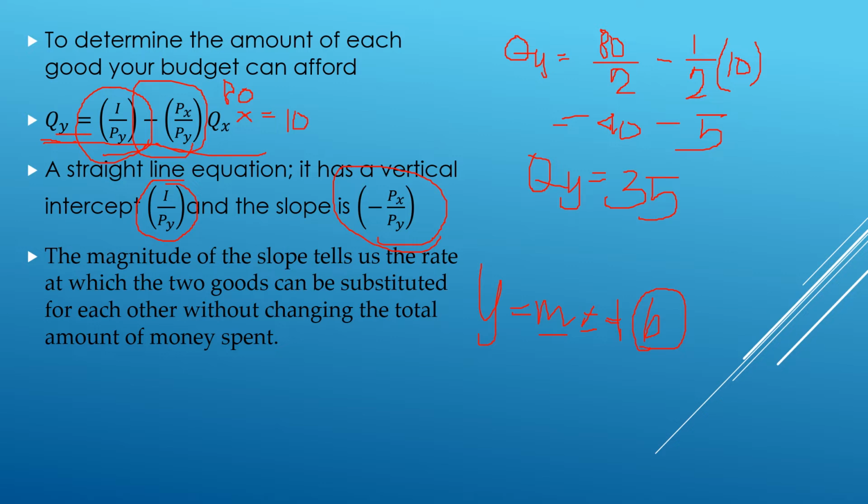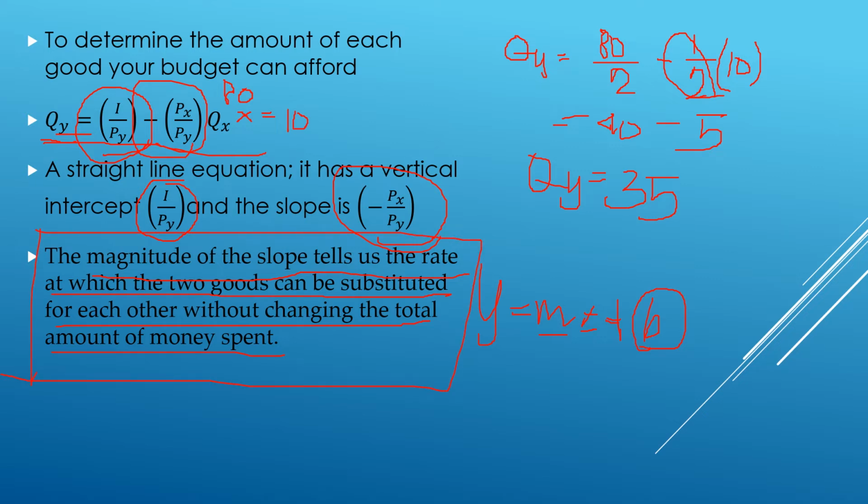What the slope means is that the magnitude of the slope tells us the rate at which the two goods can be substituted for each other without changing the total amount of money. Meaning, if the slope of the budget line is equivalent to 1/2, that means for every 1 peso that you spend on food, you have to sacrifice 2 pesos on clothing. That is how you deal with the magnitude of the slope itself.